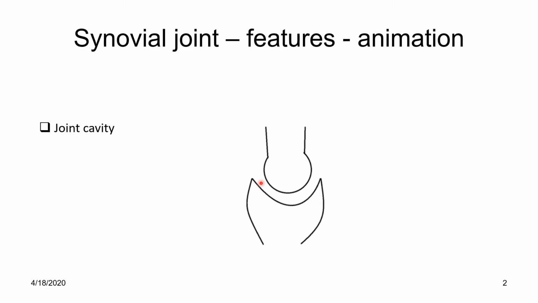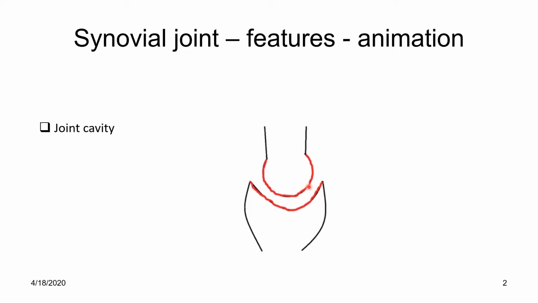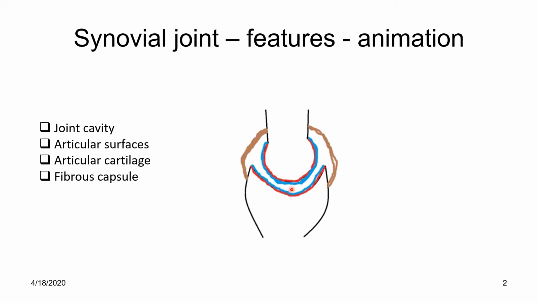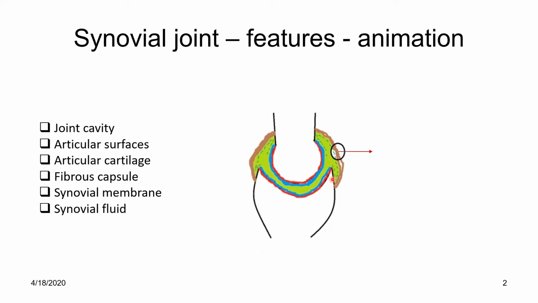There will be the joint cavity, articulating surfaces, then covered by articular cartilage. Then there is the fibrous capsule, then the synovial membrane. Within the synovial membrane, the synovial fluid. The articular capsule is the fibrous capsule plus synovial membrane.